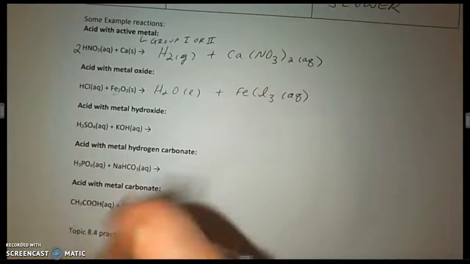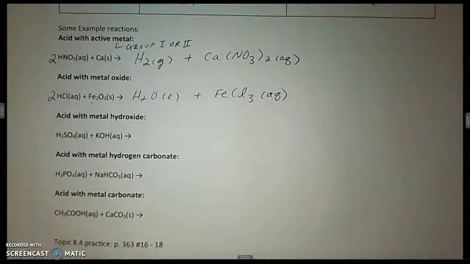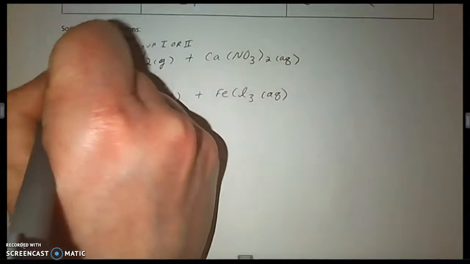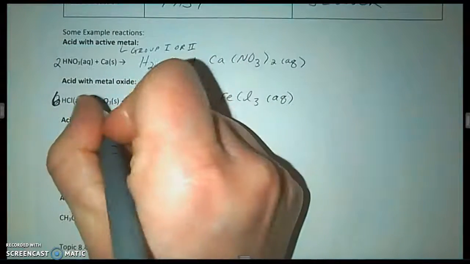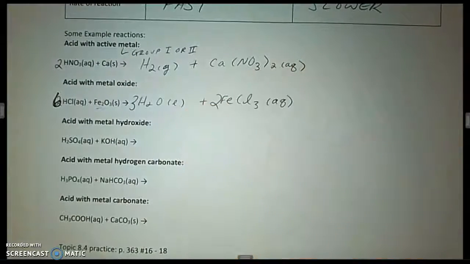So this is iron 3, so it's going to be iron 3 chloride. Okay, and then to balance that, I'm going to need 2 acids. Wait, no, 6 acids, because I'm going to make 3 waters, because there's those 3 oxygens there. Okay, and then I'm going to need a 2 right there.